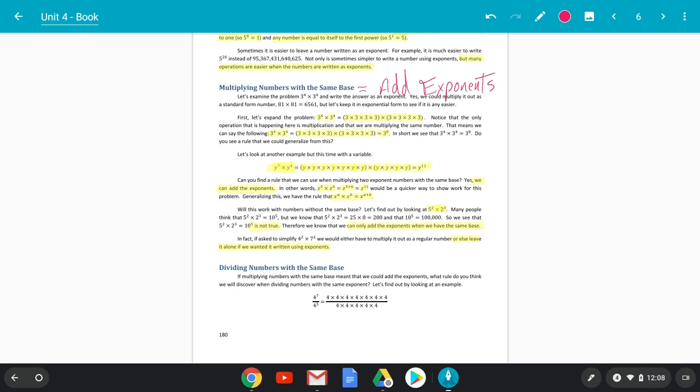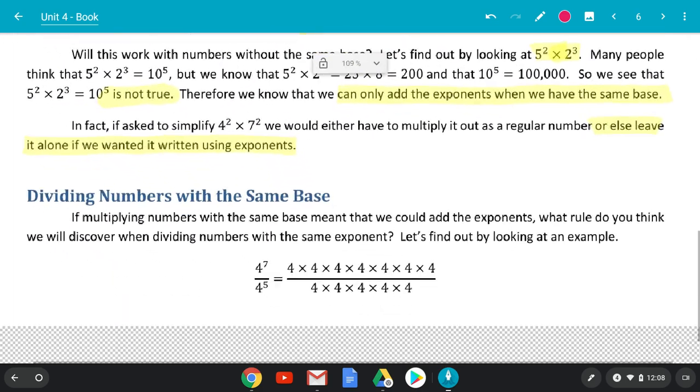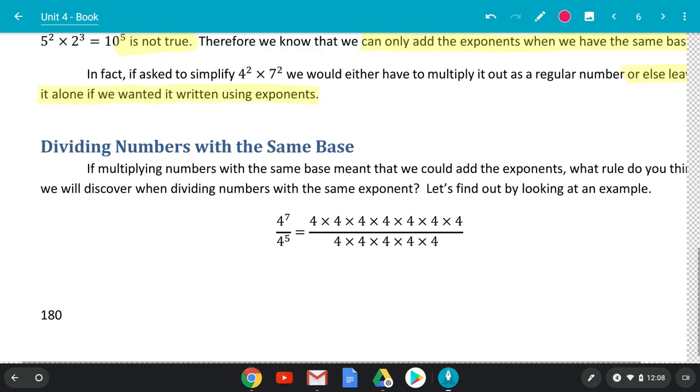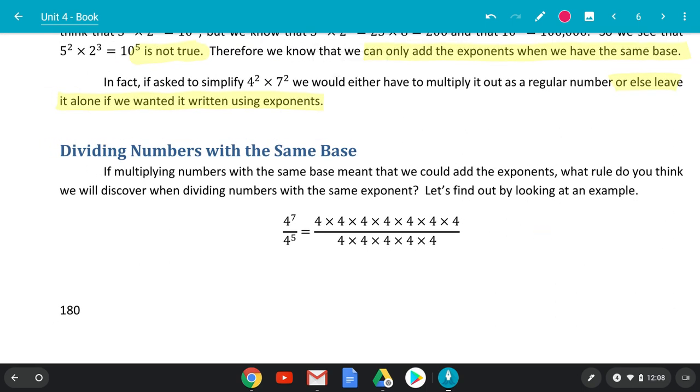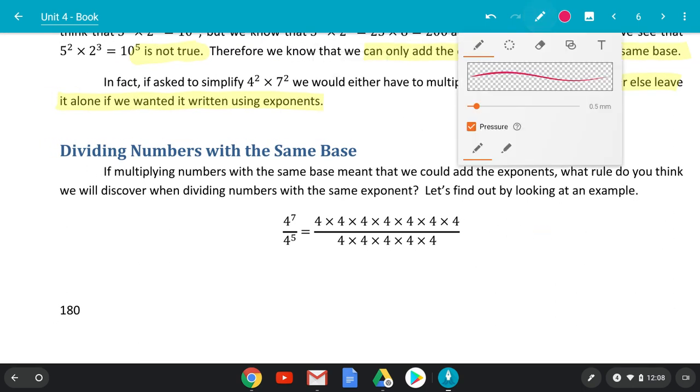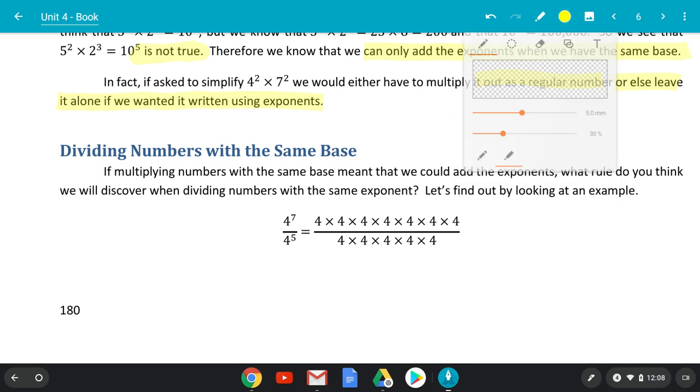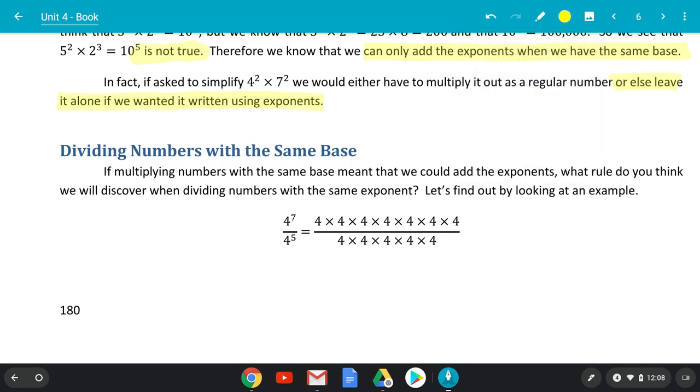Now, let's use our brain before we go into the next one. So multiplying, we added exponents. Anybody want to guess what we're going to do when we divide? Let's go on. Dividing numbers with the same base. If multiplying numbers with the same base meant that you could add the exponents, what do you think we will discover when dividing numbers with the same base?